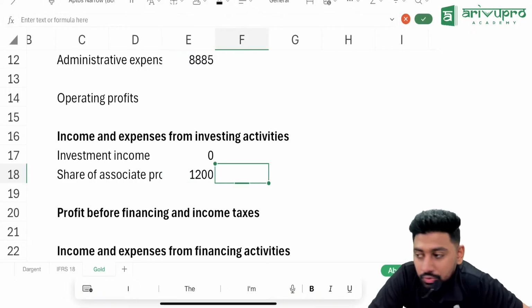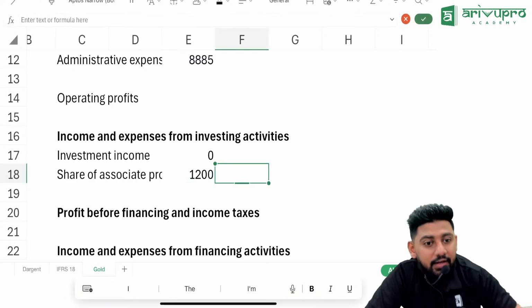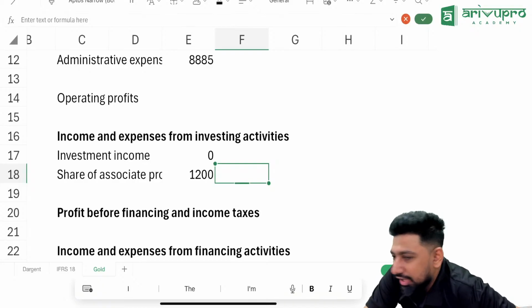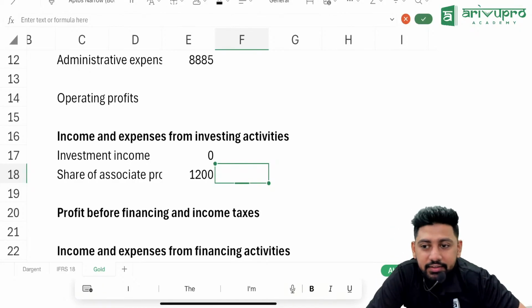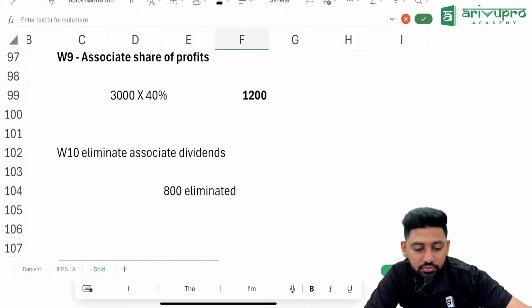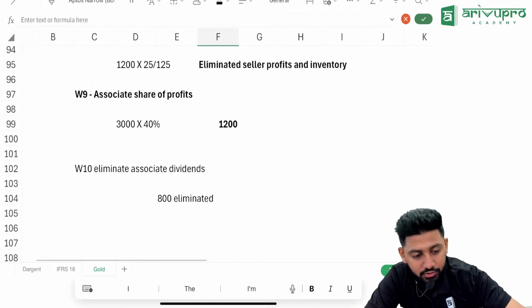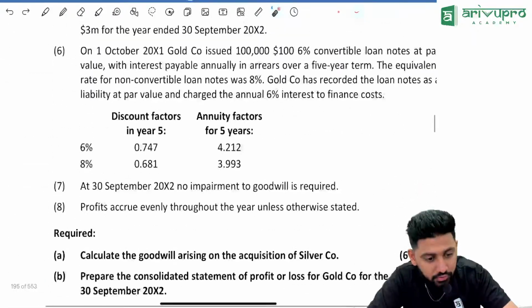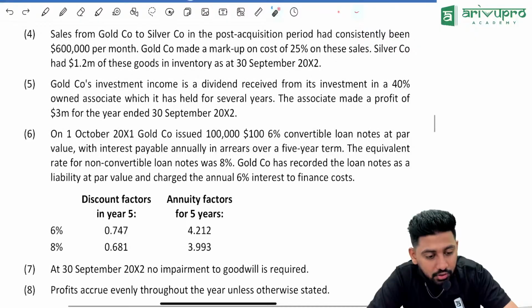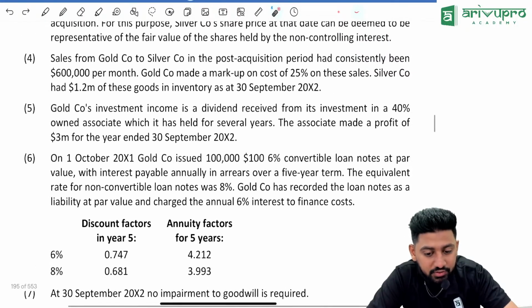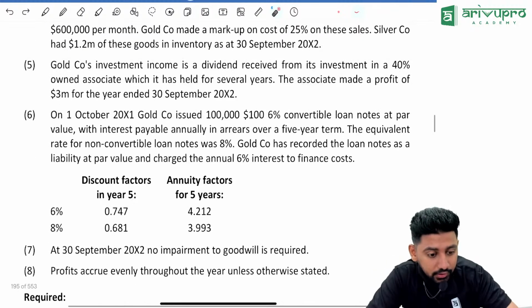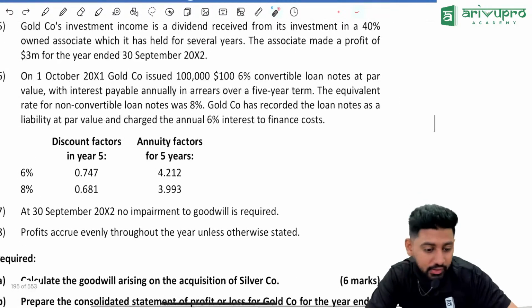Understood? Yes or no? Point to point, everything is covered entirely. So we are moving on. Working 9 done. Gold's investment income is a dividend, we did that. And then finally, point number 6.